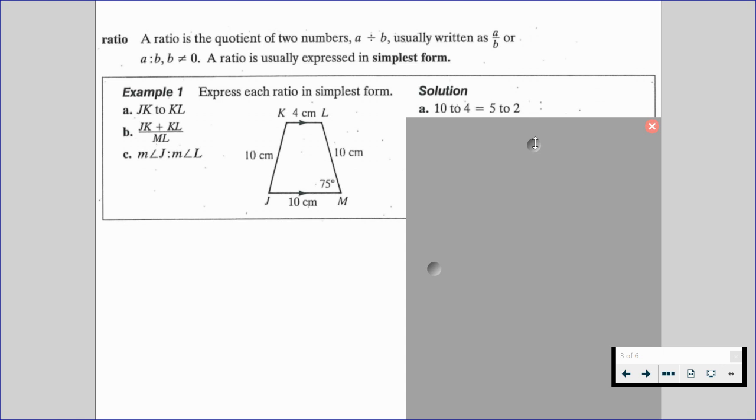For B, we have the sum of the length of JK plus KL divided by the length of ML. So we get 10 plus 4 over 10. That's equal to 14 over 10, which is the same as 7 over 5.